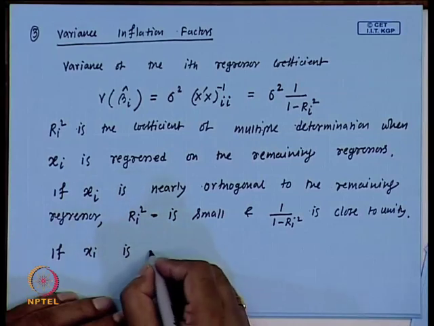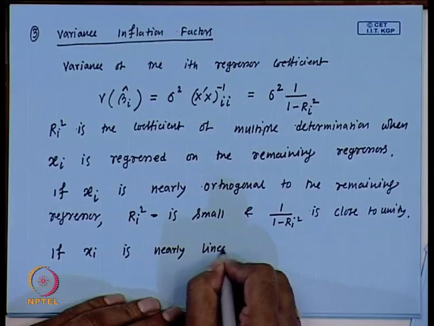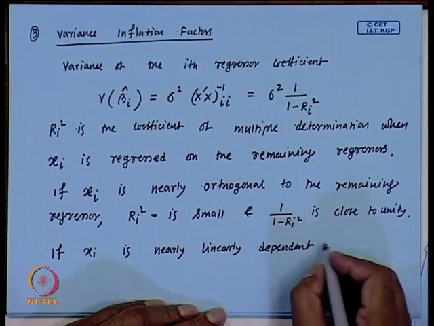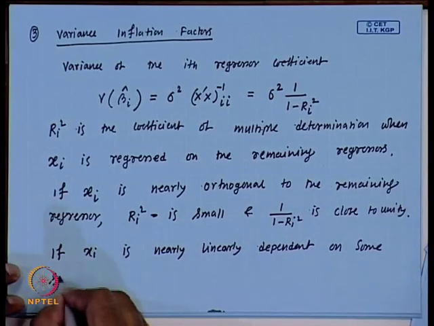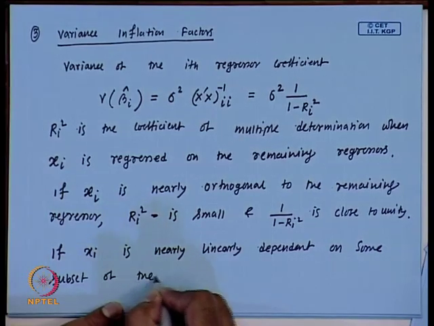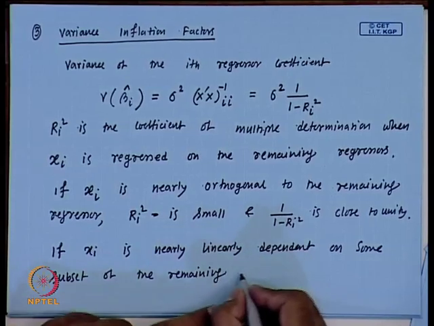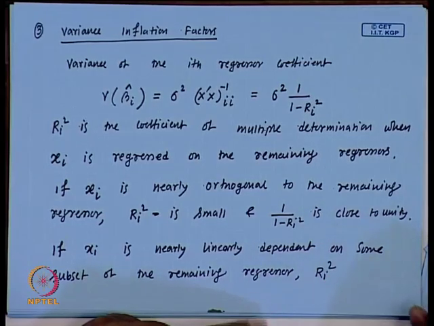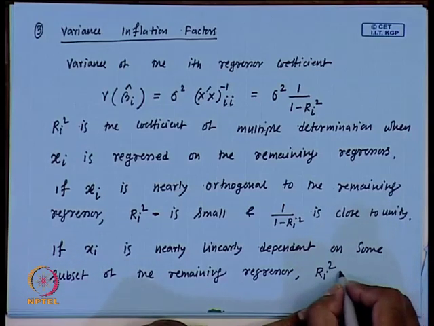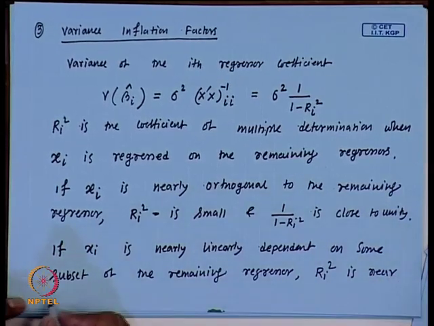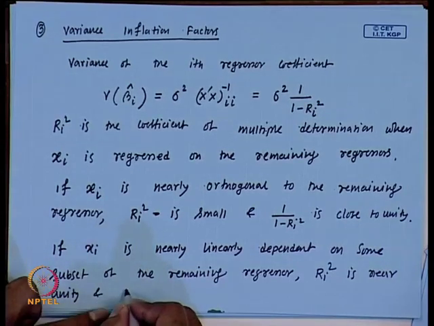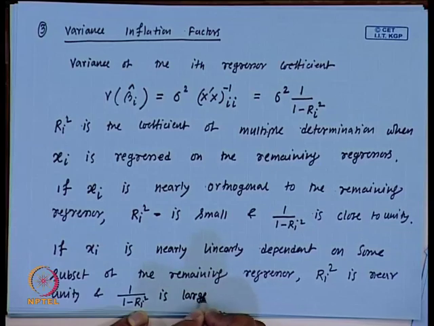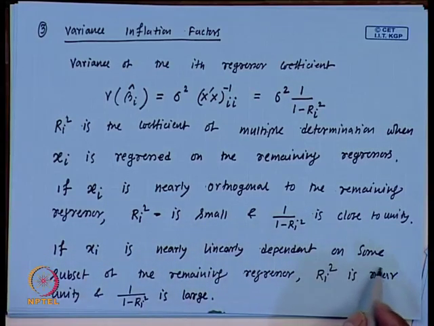Now, if xi is nearly linearly dependent on some subset of the remaining regressors, Ri square value will be close to 1. Okay, Ri square is near unity, and 1 by 1 minus Ri square is large. So, the meaning of this is that xi is linearly dependent on some subset of the remaining regressors.